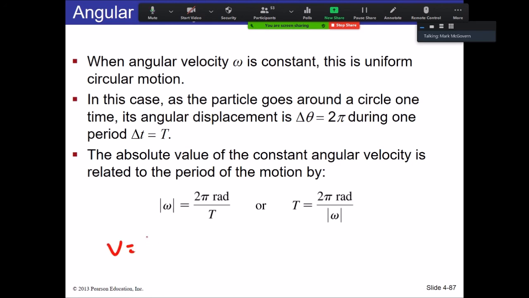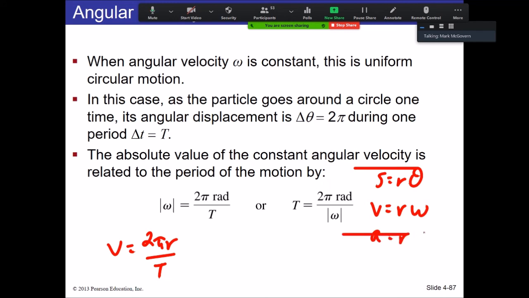So the equation we originally developed was v equals 2 pi r over t. Now we had previously this arc length equation. But when you apply this to velocity stuff, this becomes v equals r omega. That's the relationship between the translational motion and the angular motion. By the way, there is one for acceleration. It's a equals r alpha.